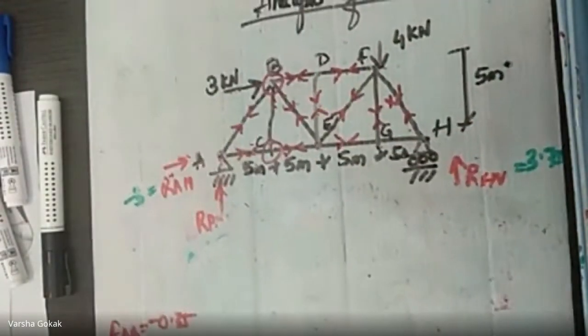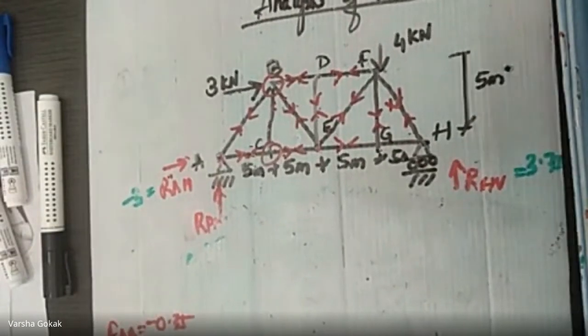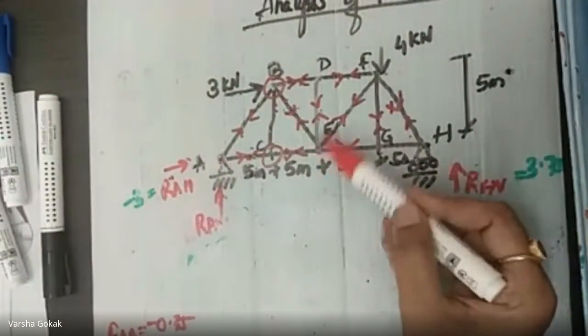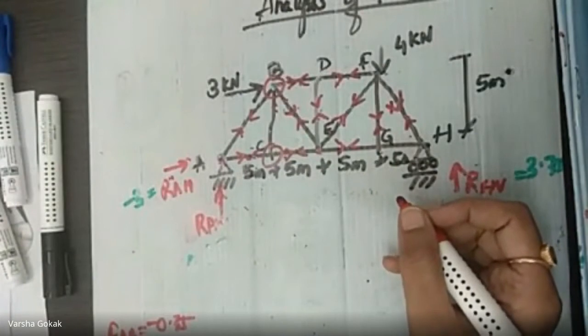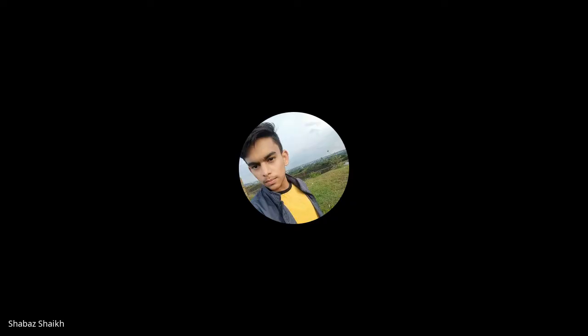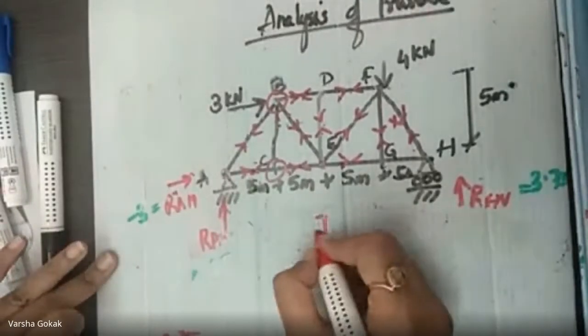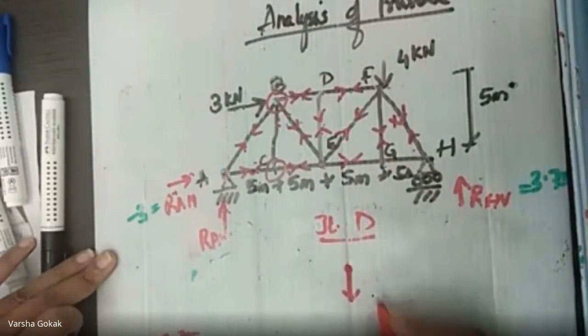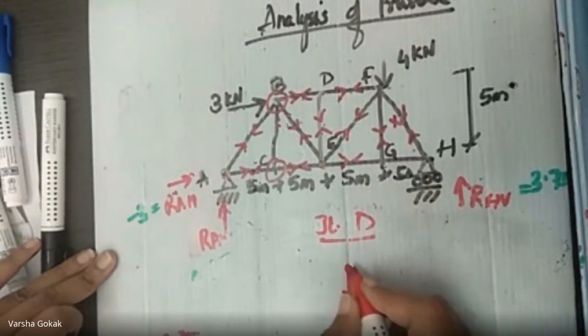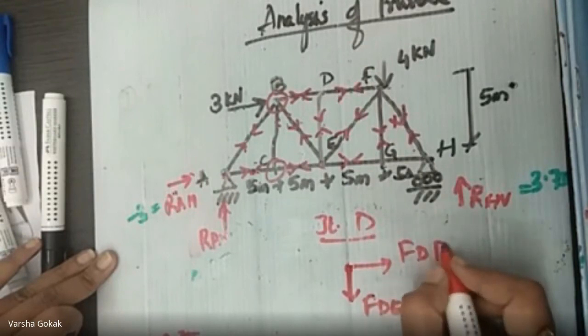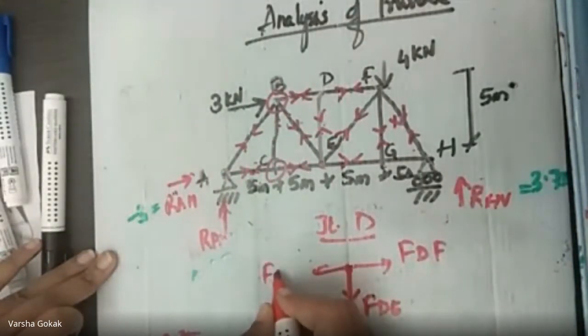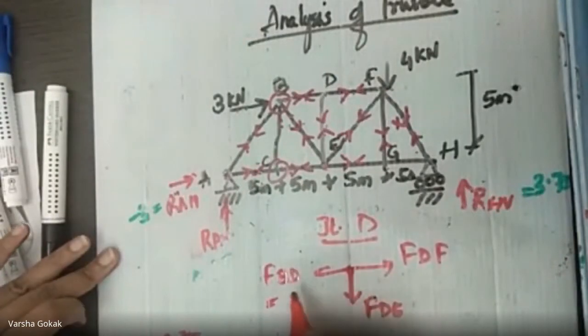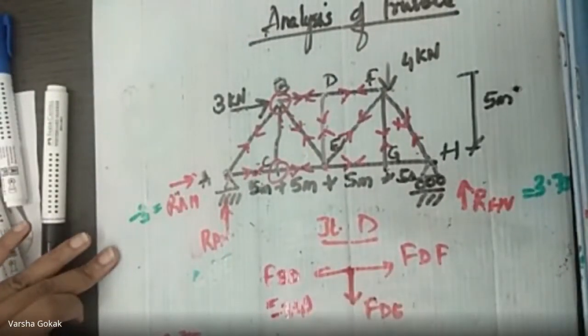So which joint shall I go ahead with? E or D? D, correct. So we'll go ahead with joint D because only 3 forces are there. So I'll draw joint D. One is coming down, that is FDE. One is going like this, that is FDF. And one is going like this, that is FDB or BD I can write. In BD's value we have minus 3.49.